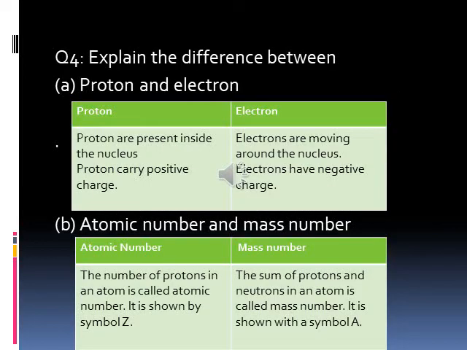Question number 4. Explain the difference between proton and neutron. Protons are positive charged particles present inside the nucleus of an atom. Electrons are revolving around the nucleus. They have negative charge. Atomic number and mass number. The number of proton in an atom is called atomic number. It is shown by symbol capital Z. Mass number. The sum of proton and neutron in an atom is called mass number. It is shown with a symbol capital A.